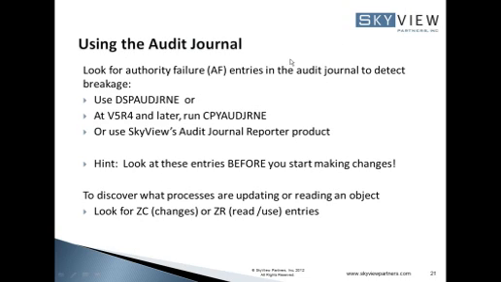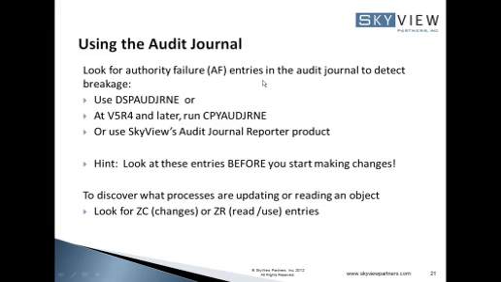Now you can use the audit journal in a couple different ways in a project like this. And I talked about it earlier. You can use it to discover what processes are updating or reading the object. So you would be looking for a ZC, which is an object change, or a ZR, which is an object read entry for those particular files.